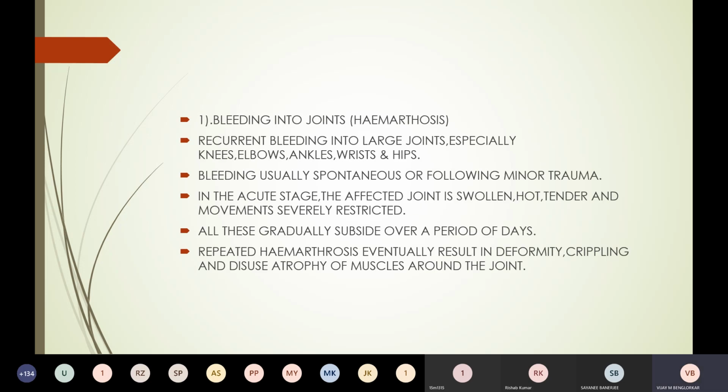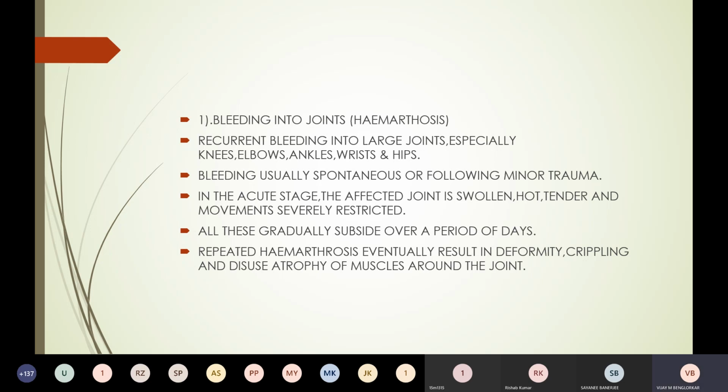So bleeding into the joints is called hemarthrosis. Recurrent bleeding into large joints of the body, particularly when the baby crawls and falls, mainly on the knee joint. Second joint commonly affected is the elbow. So knee and elbow joints are commonly affected, followed by ankle, wrist, and hip joints. Big joints in the body are commonly affected. This bleeding can occur spontaneously or following minor trauma.